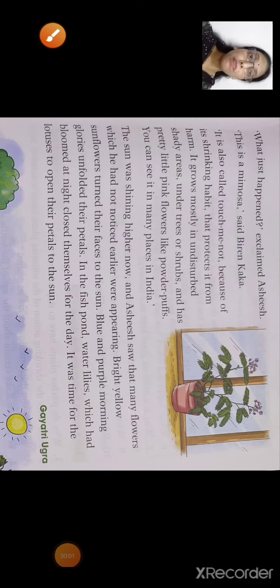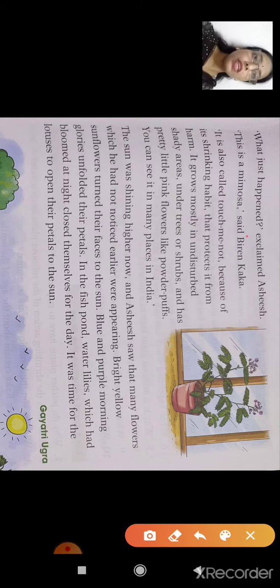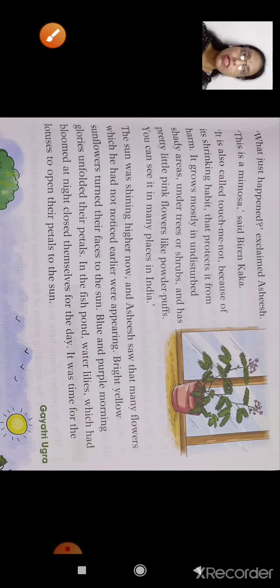What just happened? Exclaimed Ashish. Ashish said, my God, what happened? What does exclaimed mean? A sudden sort of reaction which you give out of surprise. Okay, exclaimed.